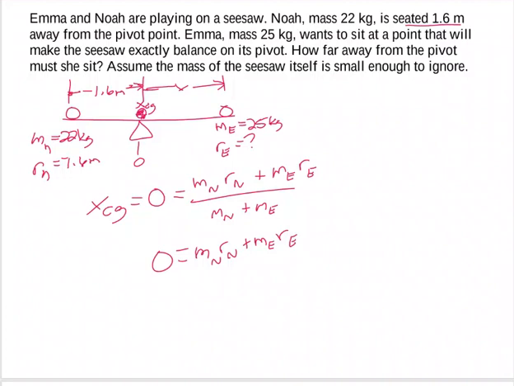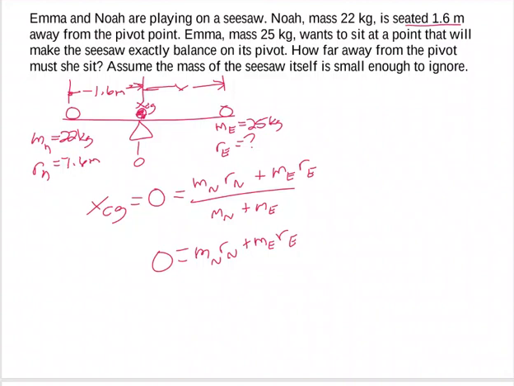So now what if we didn't choose that as a point? Then the math wouldn't be as simple, but we could still get the answer if we didn't choose the origin to be the center of gravity at the pivot. Which is fine. We would just have more work, more math. We'd get there though. This is just convenient. So now just solve for r sub e, radius of Emma.